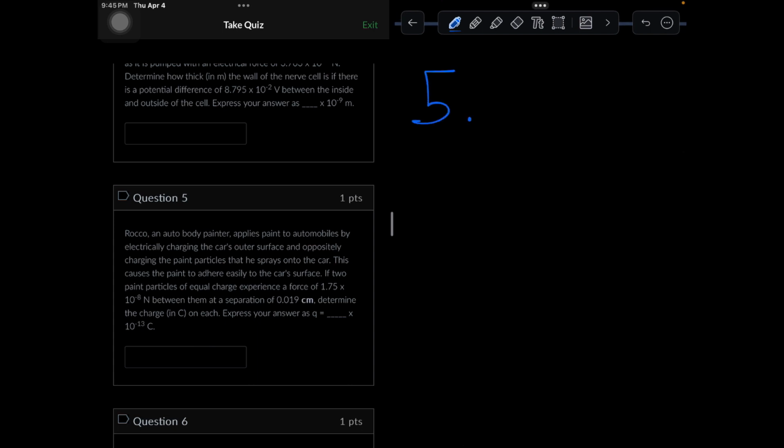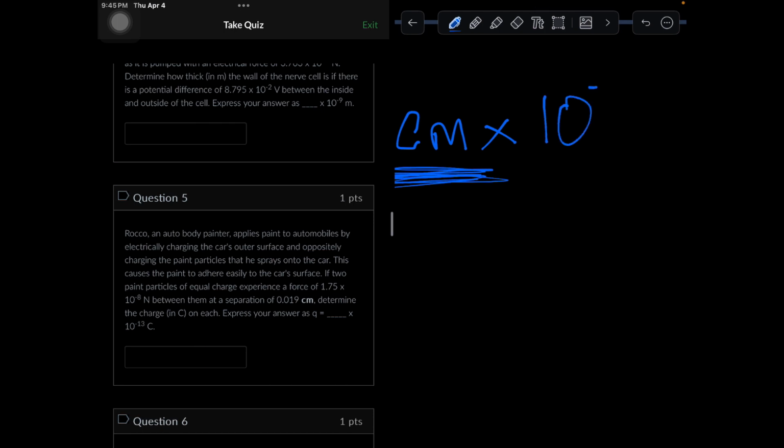And now moving on to question 5. Question 5 states that there is an auto body painter who applies paint. It is giving us paint particles experiencing an equal force and having a separation of a slight gap in centimeters. I'm going to highlight centimeters because you will need to convert this to meters, meaning multiplying it times 10 to the power of negative 2. Now, it faces a certain force, and you are given a certain distance.